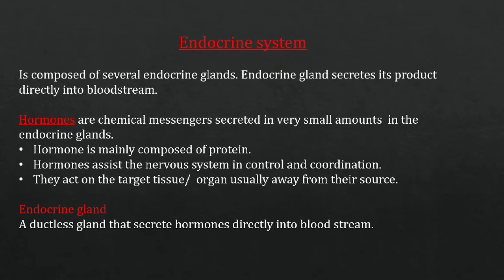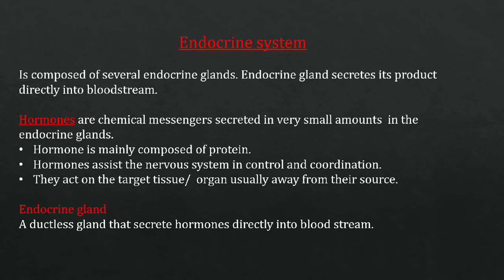As we know, in our body, control and coordination occurs through the nervous system and endocrine system. The nervous system we have studied in the previous two parts, in which we studied about the neurons and parts of the brain and how they function. Now in this part we will study the second part, that is the endocrine system. First we have to know what the endocrine system is.